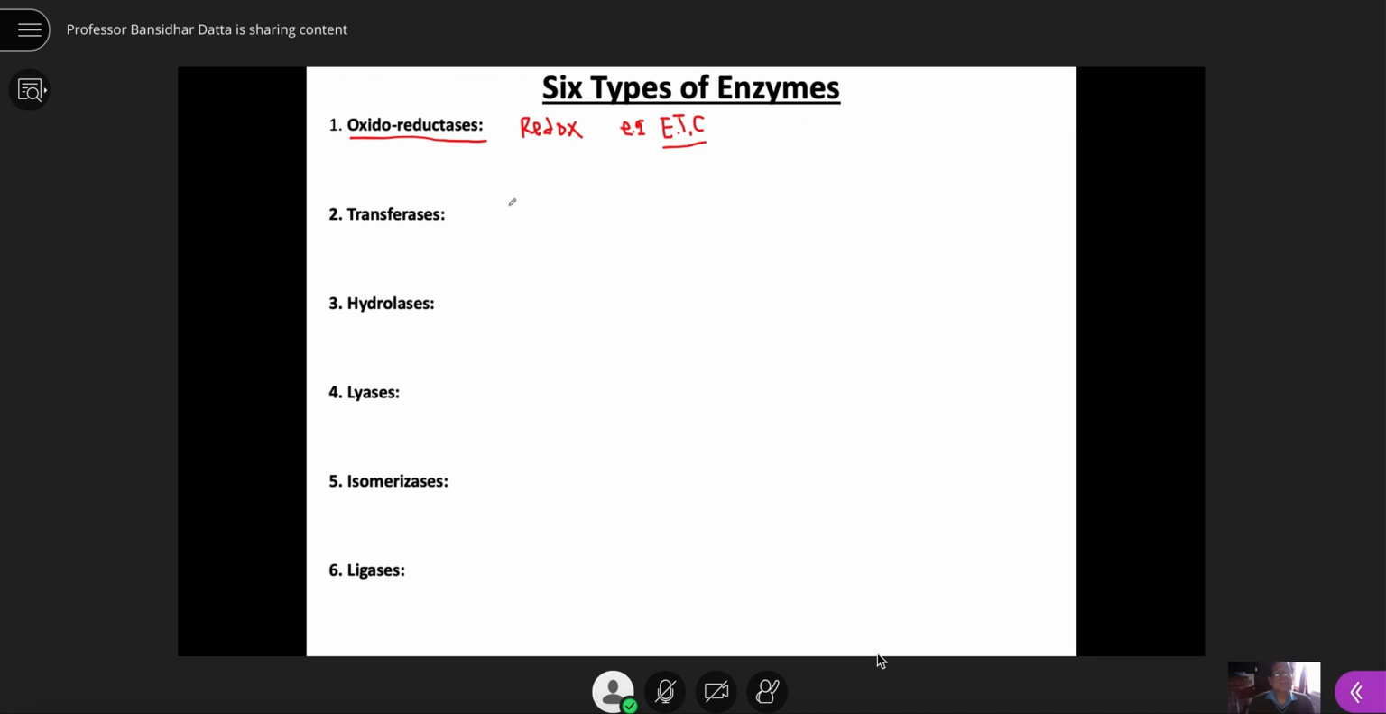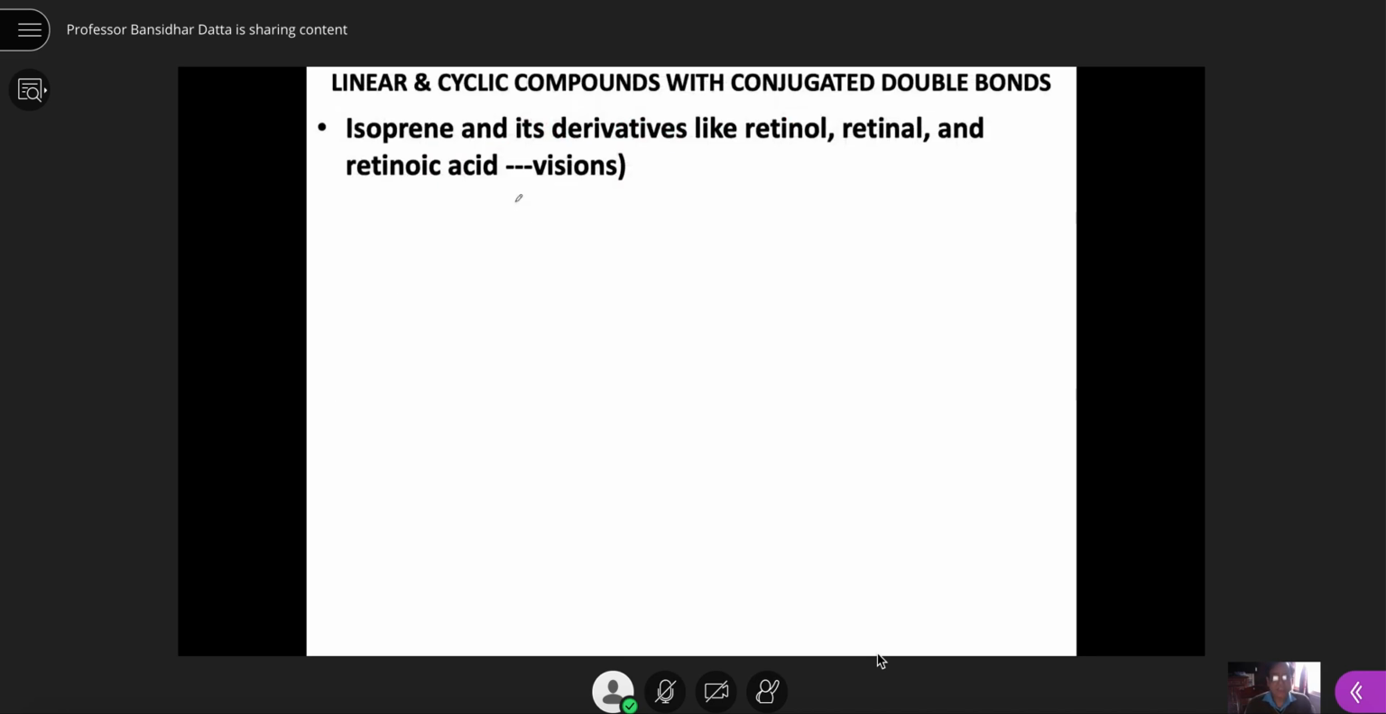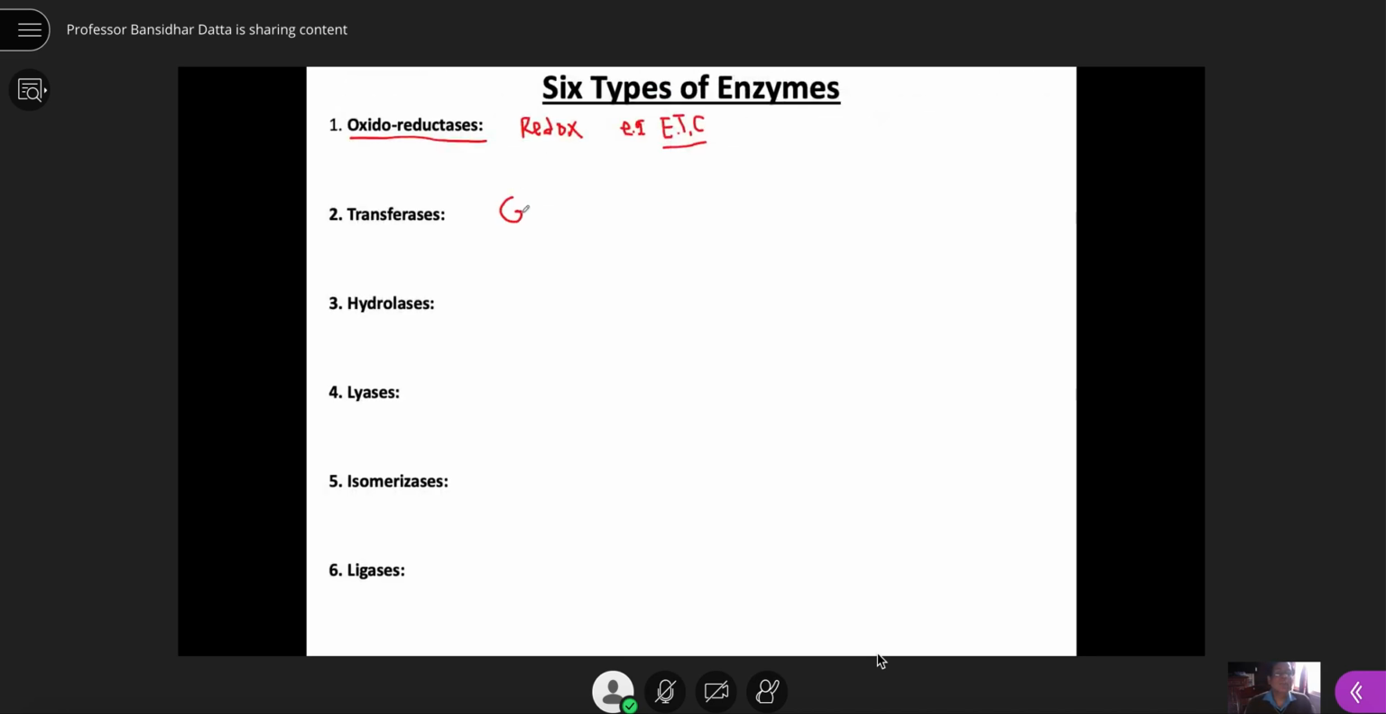Transferases, remember the transferases? They transfer something. What do they transfer? For example, let's say glucose. We have a GLC, right? And remember, once it enters inside the cell, what does it become? It becomes GLC 6P.